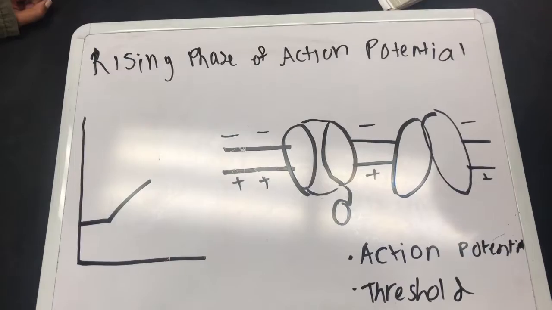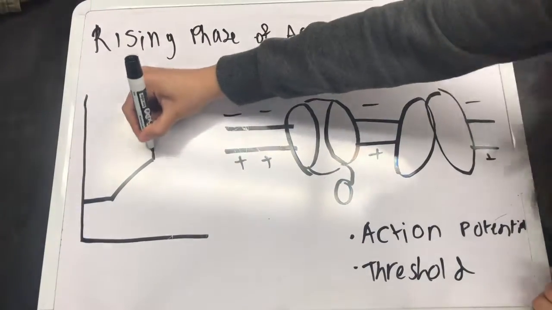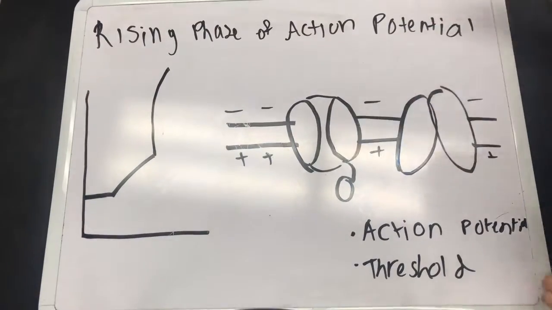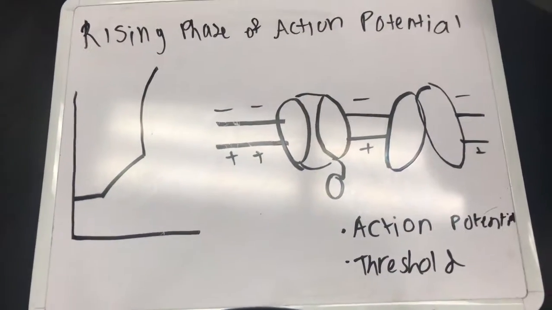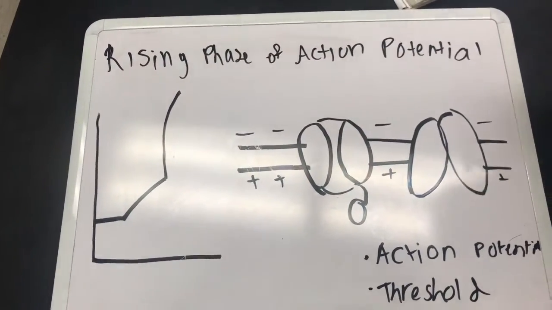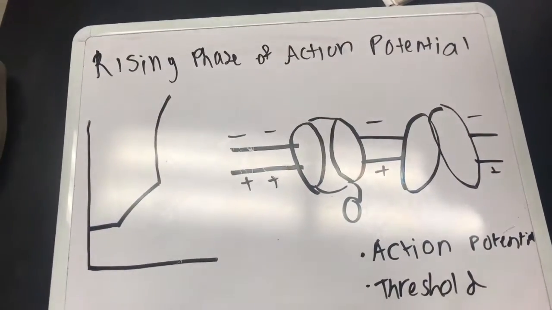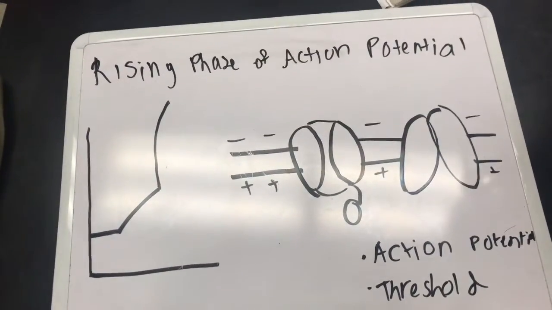So in this phase, the membrane potential increases up to the action potential, and depolarization opens most sodium channels, but the potassium channels remain closed, and the sodium influx makes the inside of the membrane positive.